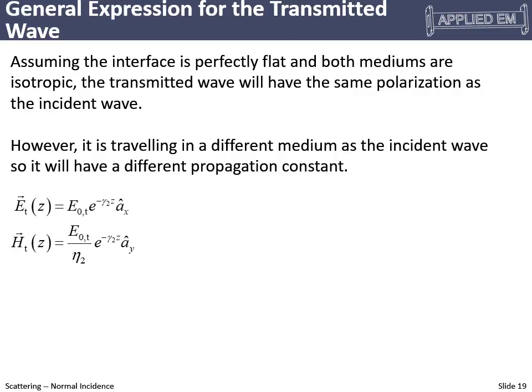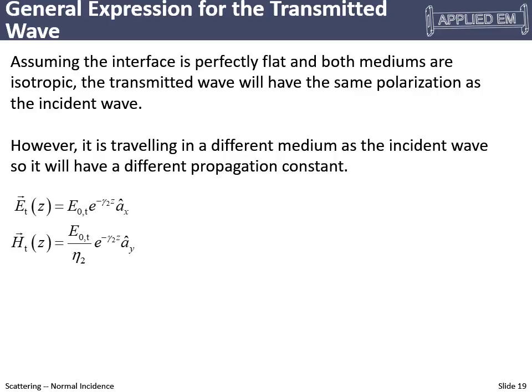And last, we write expressions for the transmitted wave. Now these resemble very much the applied wave in that we have an amplitude, we have an e to the minus gamma 2 z again. The minus is back because we're talking about a wave traveling in the positive z direction. It is still polarized in the x direction. There's nothing to change that. Then the magnetic field is written relative to the electric field. So we have the magnitude of the electric field divided by impedance, the same propagation exponential, and it is still polarized in the y direction.